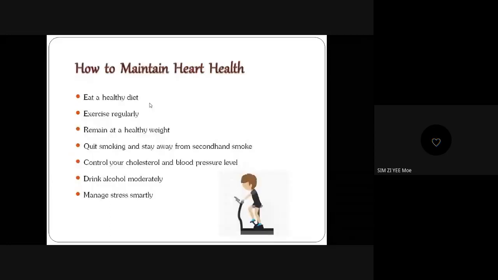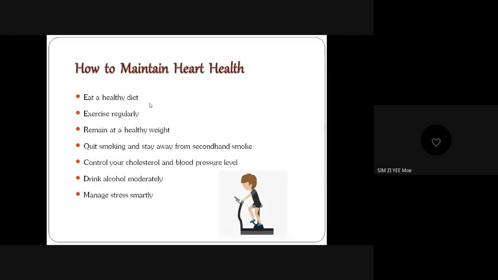After knowing what causes heart disease, I shall now talk about the ways of maintaining a healthy heart. The ways include eating a healthy diet, exercising regularly, remaining at a healthy weight, quitting smoking and staying away from secondhand smoke, controlling your cholesterol and blood pressure level, drinking alcohol moderately, and managing your stress smartly.